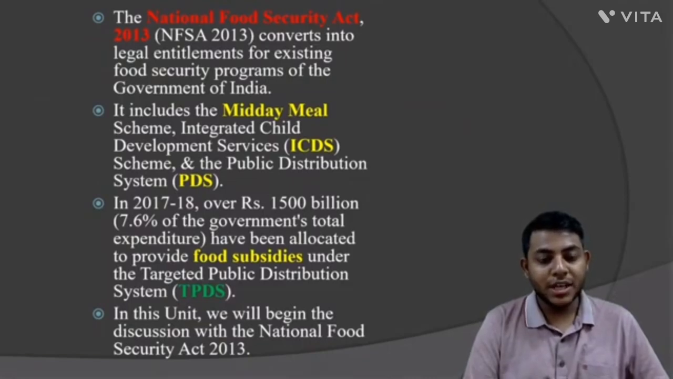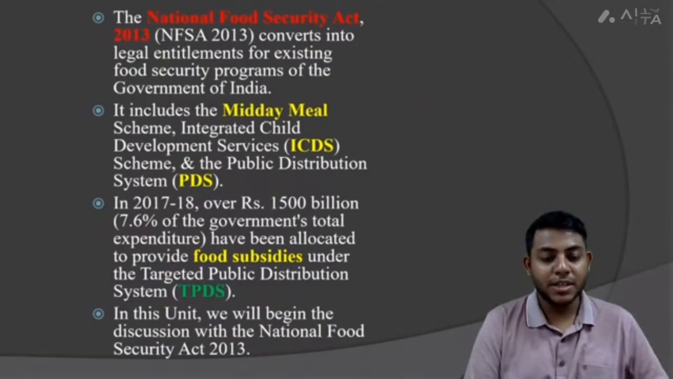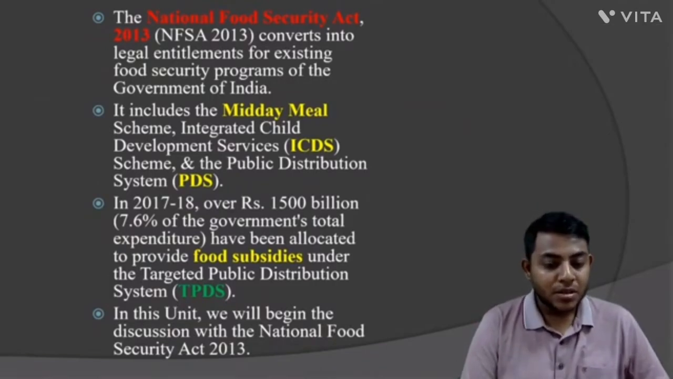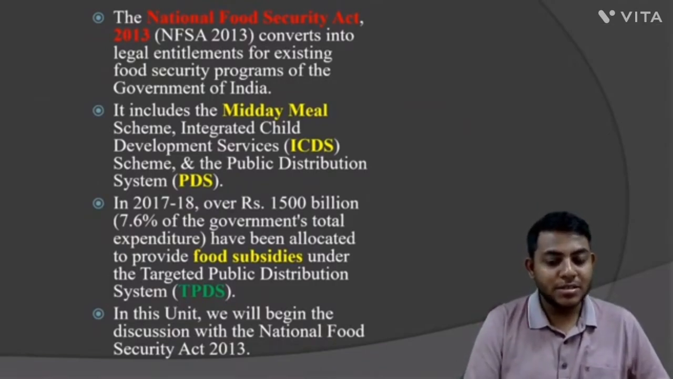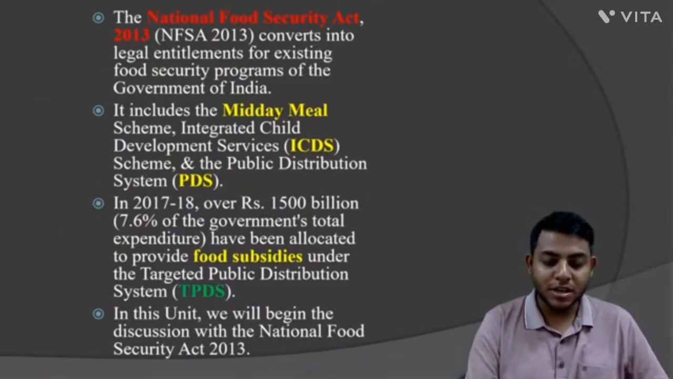So in 2017-18, over rupees 1,500 billion, which is 7.6% of the government's total expenditure, has been allocated to provide food subsidies under the Targeted Public Distribution System or TPDS. So in this unit today, that is Unit 4, we will begin the discussion with the National Food Security Act of 2013.